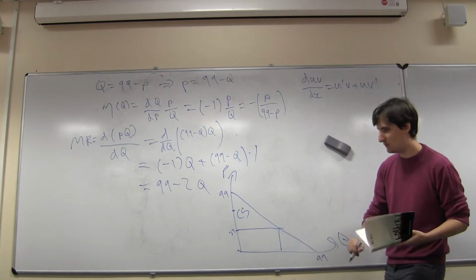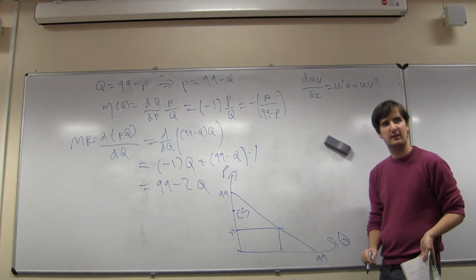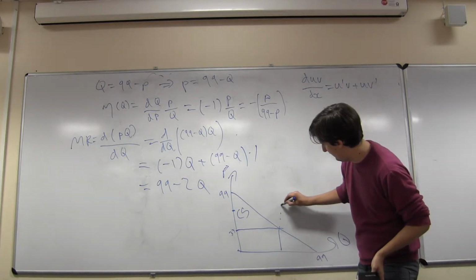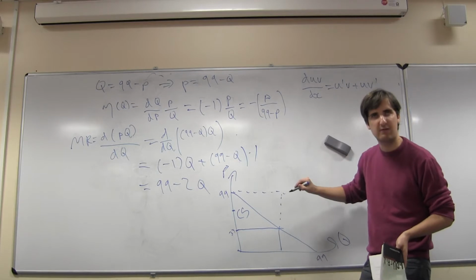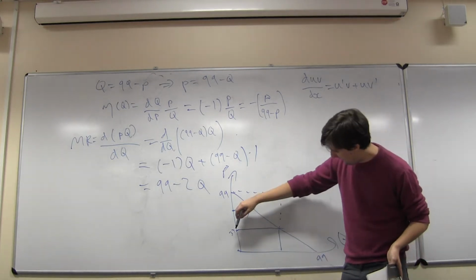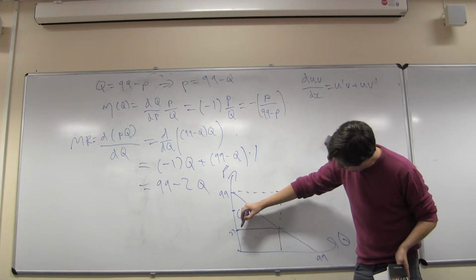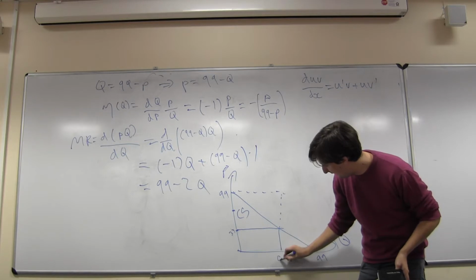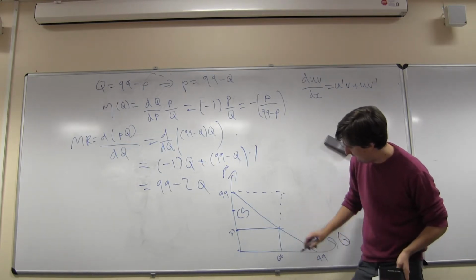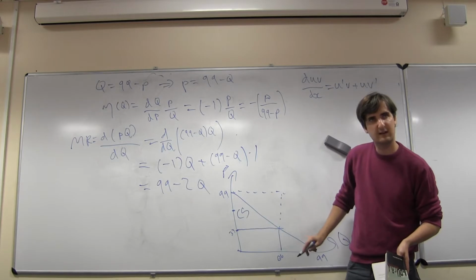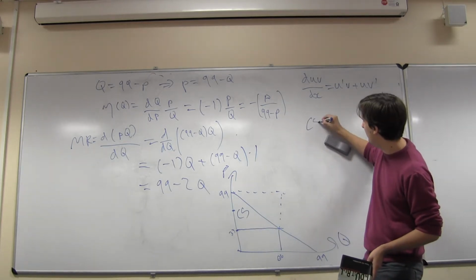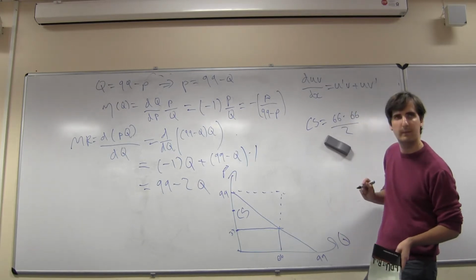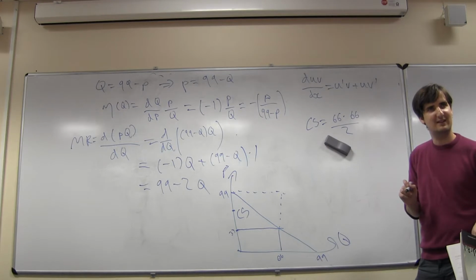So what's the area of that triangle? How would we find the area of the triangle? Yeah, exactly. The area of a triangle is half the area of the square. Okay, so the square, if this is 33, this is going to be 99 minus 33, so this is going to be 66. So this is 66, that's 66. So consumer surplus here is going to be 66 times 66, all divided by 2. It's all very easy, isn't it?